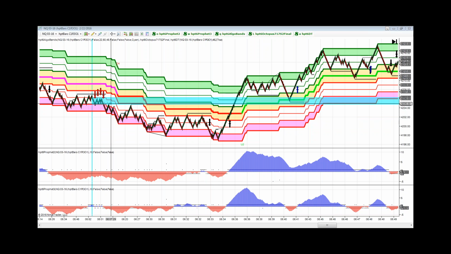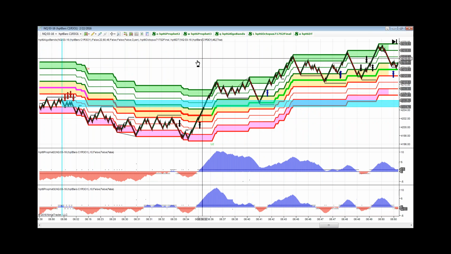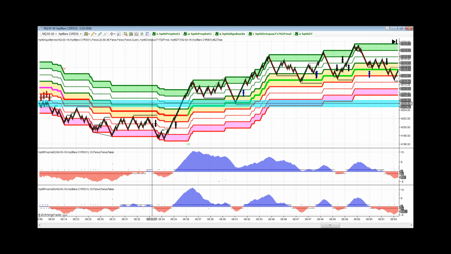So again, this was our short entry here. I'm not going to talk about any type of re-entries unless we come back to the band again and then get another entry based on the rules. In this case, it would have been another short right here. As we move on further, once this algorithm band is established, we continue to trade it until we get a new one. Notice we finally revisited the band again.